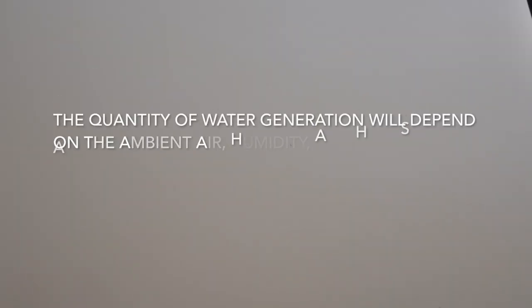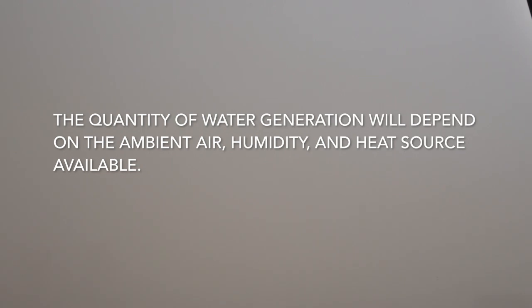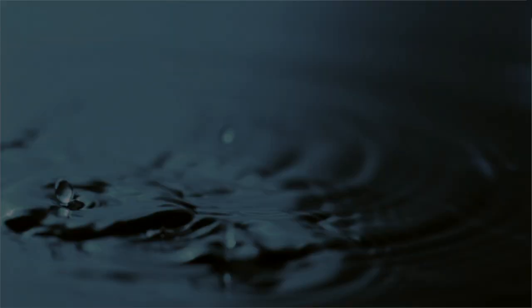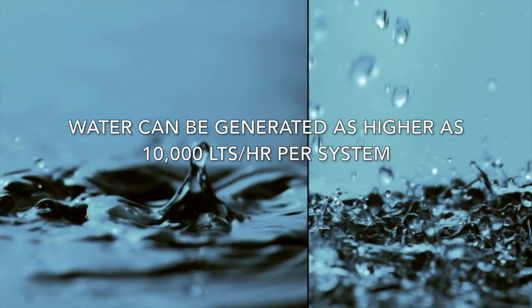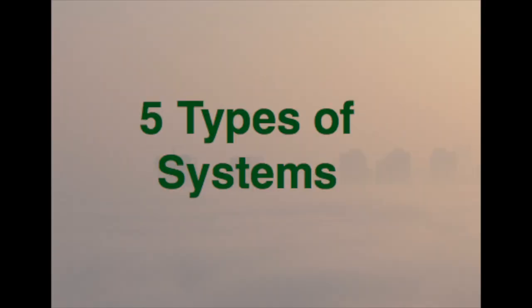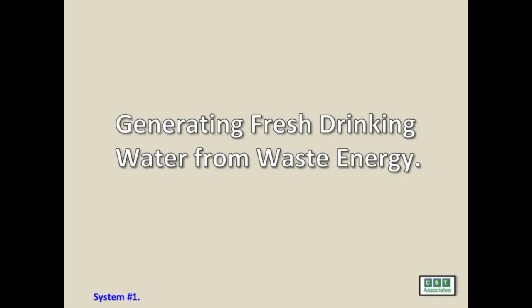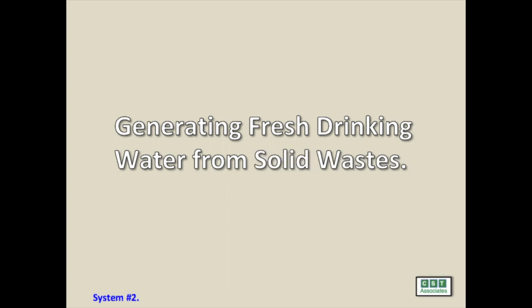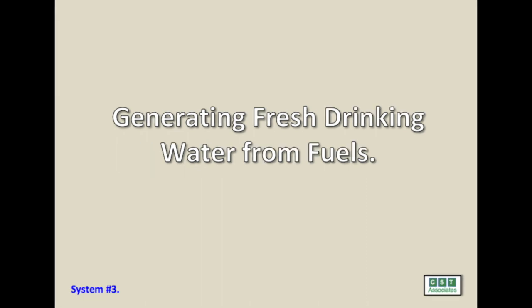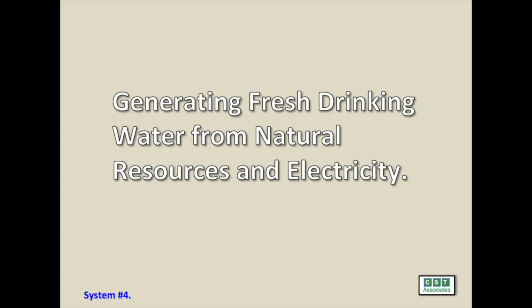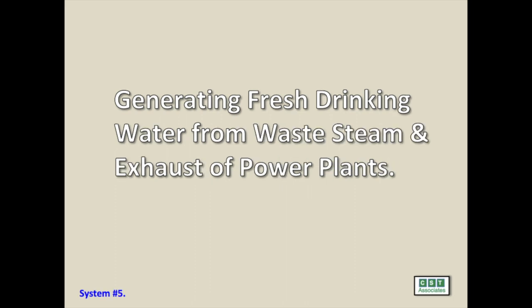The quantity of water generation will depend on the ambient air, humidity, and heat source. With the present technology available with us, we can generate as much as 10,000 liters of water in an hour. There are 5 basic systems by which we can condense water using wastes. First system is generating fresh drinking water from waste energy. The second system is generating fresh drinking water from solid wastes. The third system is generating fresh drinking water from fuels. The fourth system is generating fresh drinking water from waste energy. The fifth and last system is generating fresh drinking water from waste steam and exhaust of power plants.